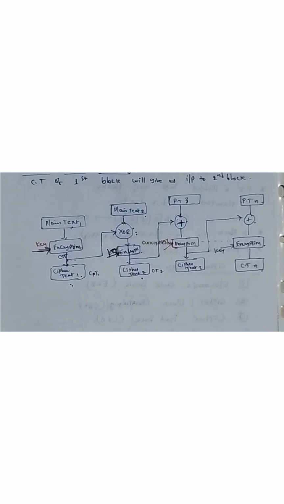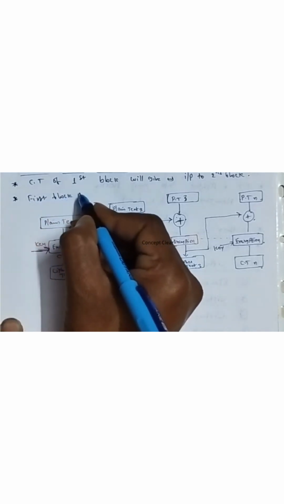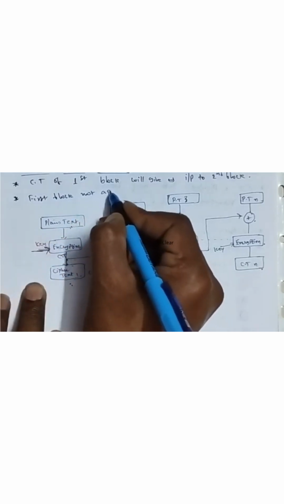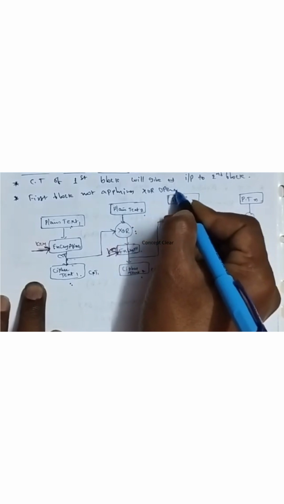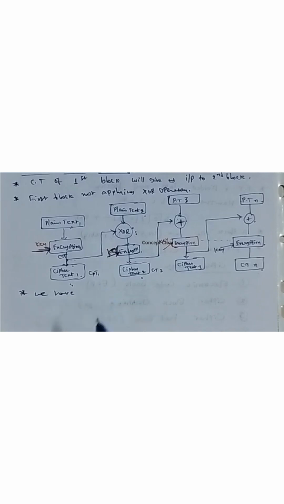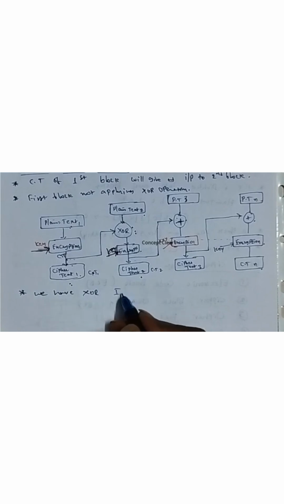Here, the first block does not apply the XOR operation with a previous ciphertext. Here we have to take an initial vector. We XOR with the initial vector.